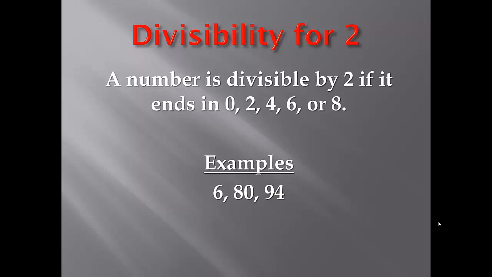So our divisibility rule for 2 is a number is divisible by 2 if it ends in a 0, 2, 4, 6, or 8. So some examples would be 6, because since there's only one digit, it would end in a 6. 80 ends in a 0. And 94 ends in a 4. So all three of these numbers end in 0, 2, 4, 6, or 8.